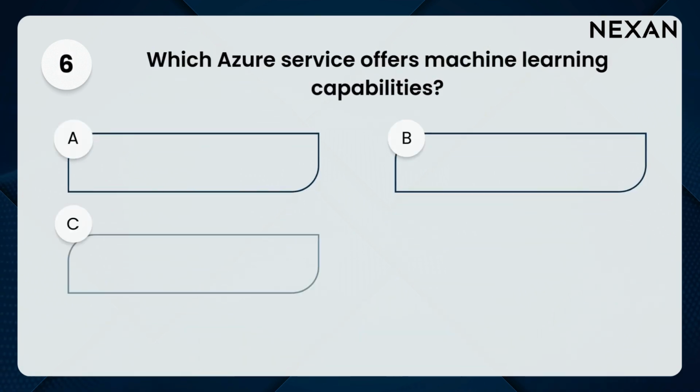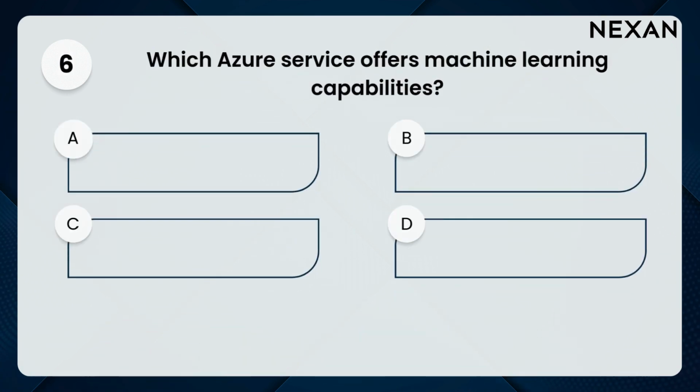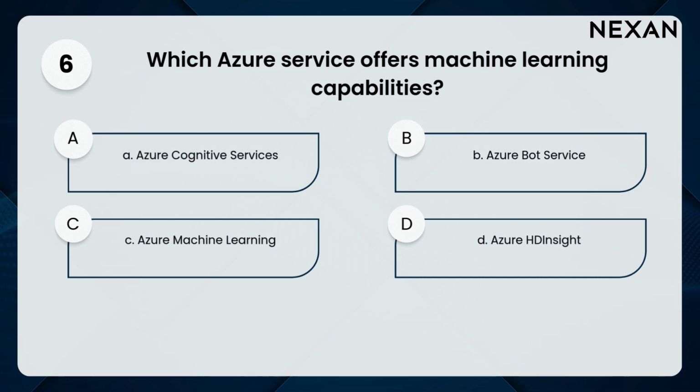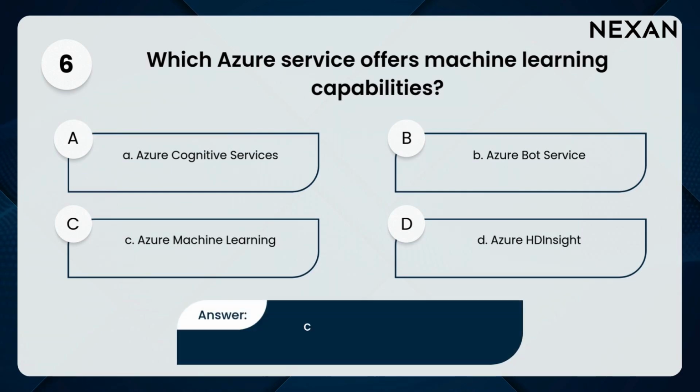6. Which Azure service offers machine learning capabilities? A. Azure Cognitive Services. B. Azure Bot Service. C. Azure Machine Learning. D. Azure HDInsight. Answer: C. Azure Machine Learning.